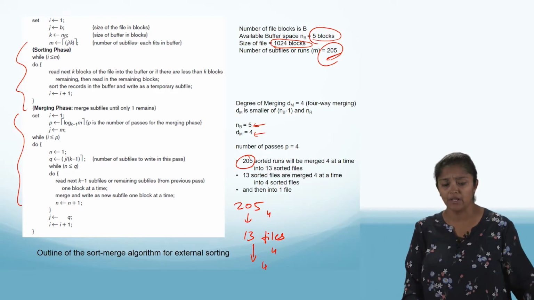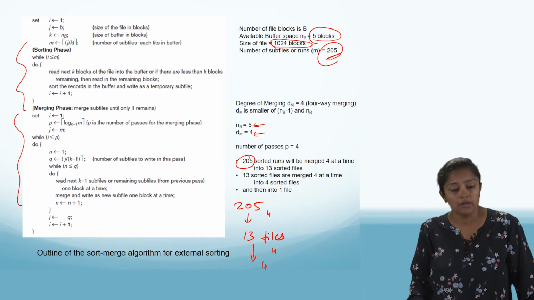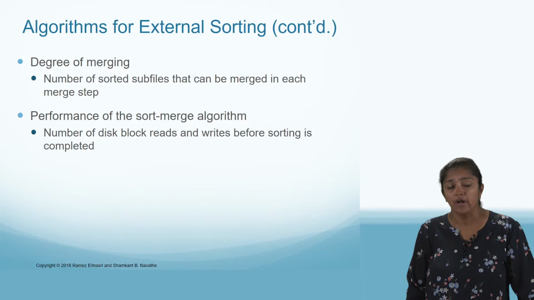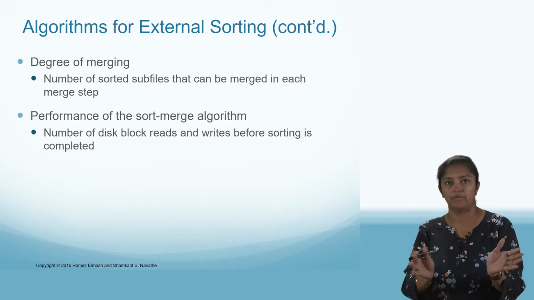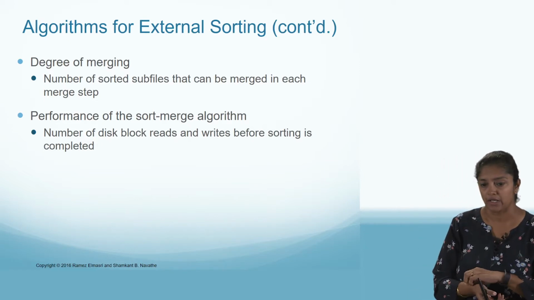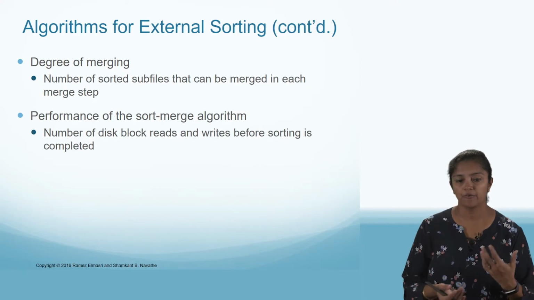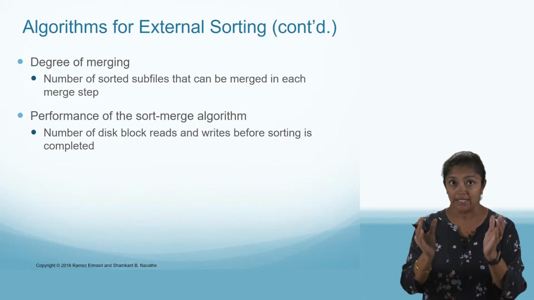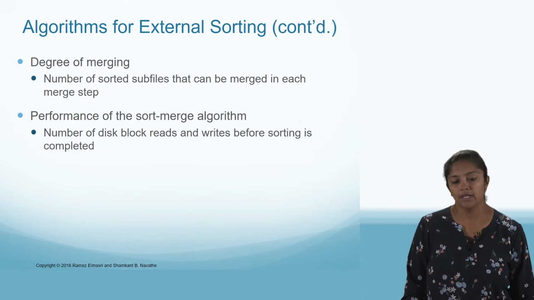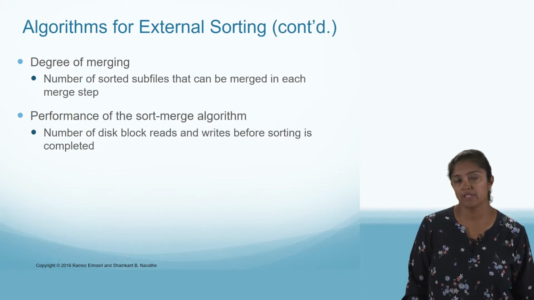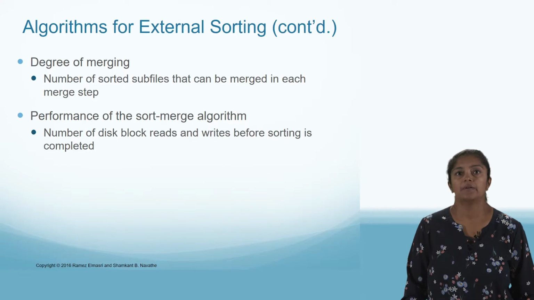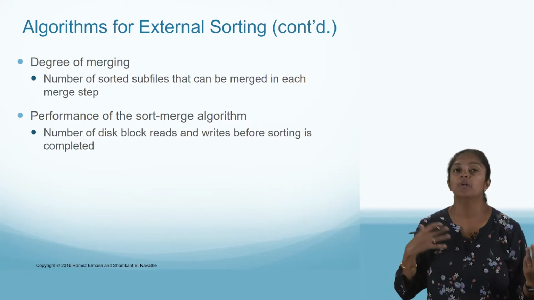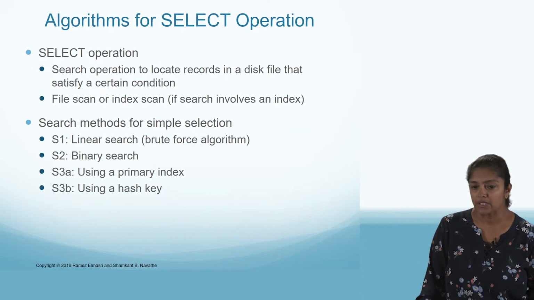So that's the general outline for the sort merge algorithm that's used extensively in a number of other algorithms when query processing is being done. So basically, like I said, the degree of merging is basically the number of sorted subfiles that can be merged in each step. And then the performance of this algorithm is basically the number of disk block reads and writes that were performed once the sorting has been completed.